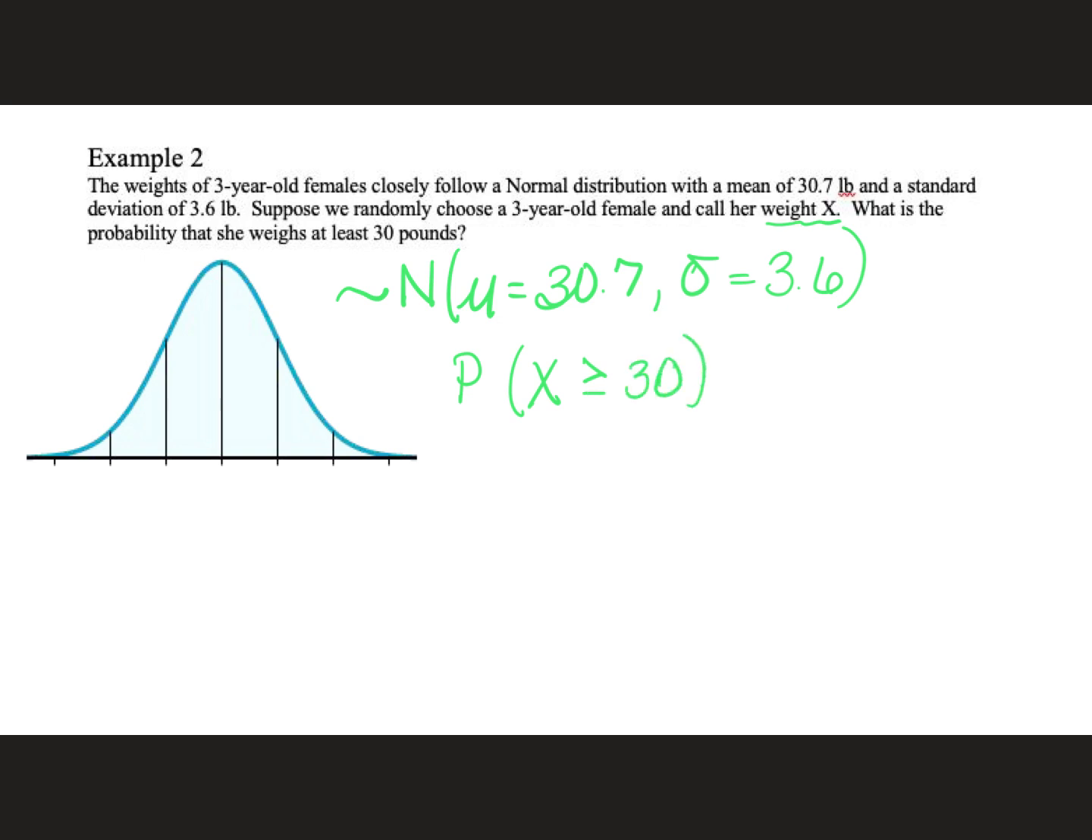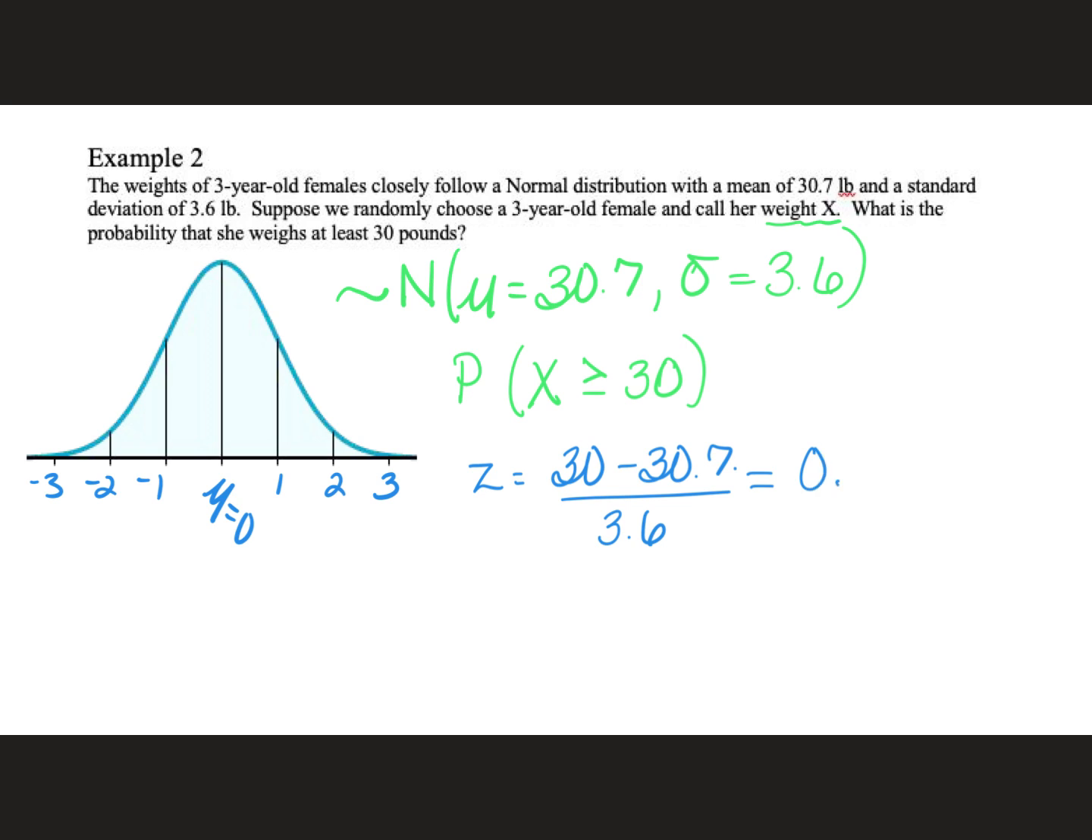Well, I'm going to change this to the standard normal, where the mean is equal to 0 and the standard deviation is 1. So that means I need to find the z-score that corresponds to an x value of 30. So I need to do 30 minus the mean divided by the standard deviation, which is approximately negative 0.19.